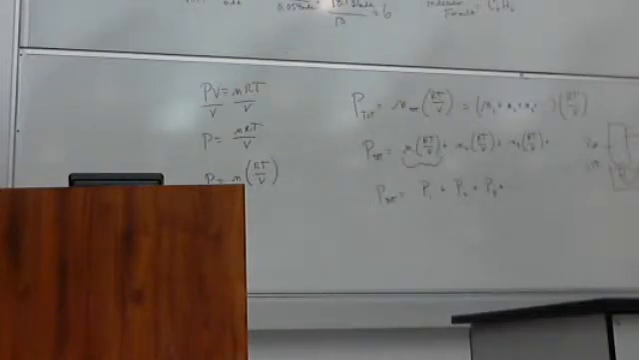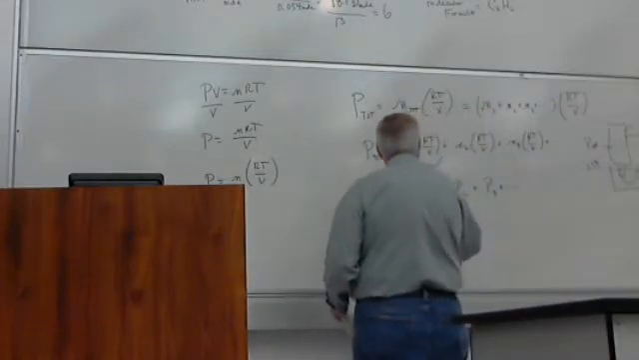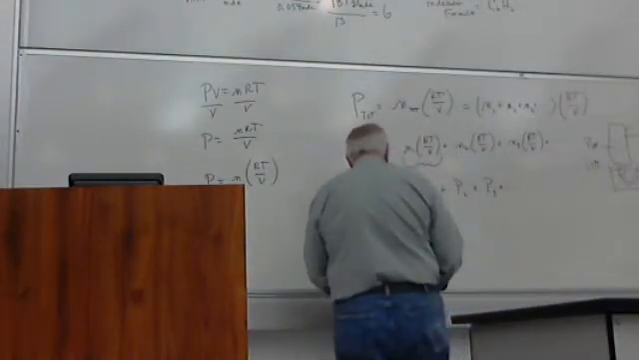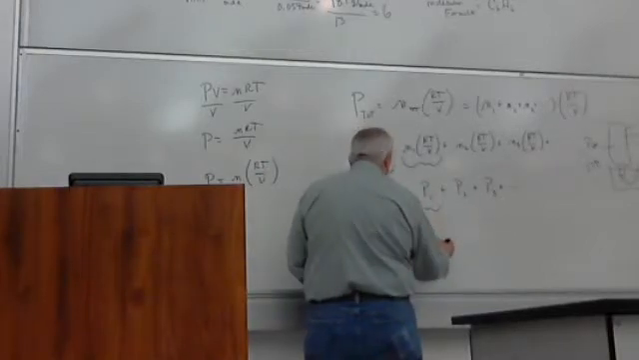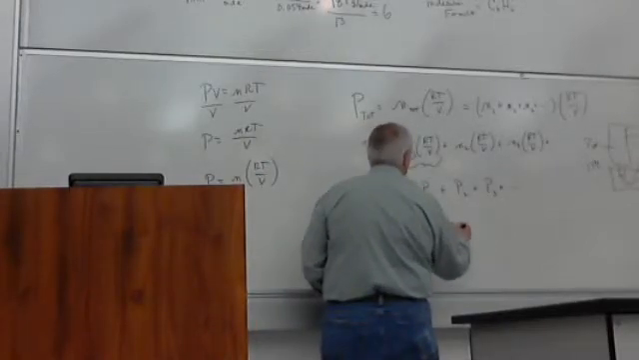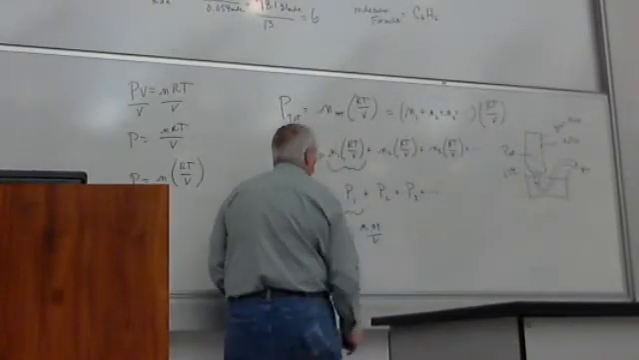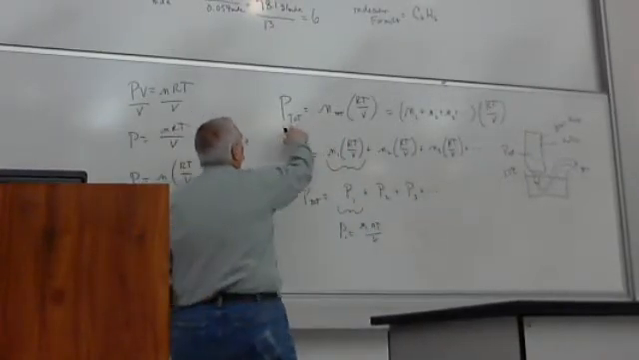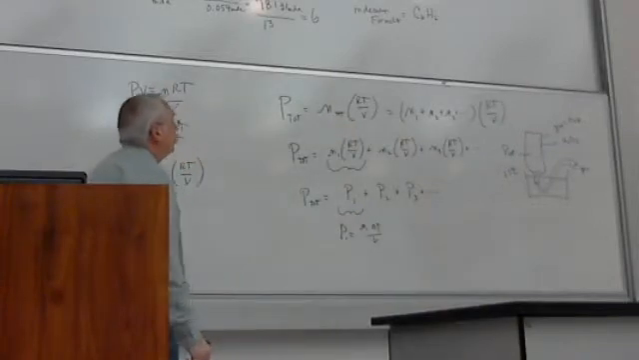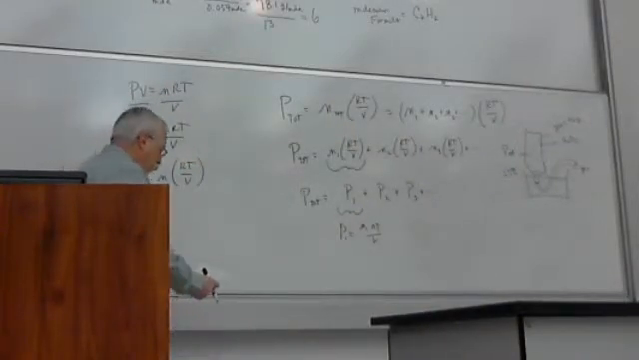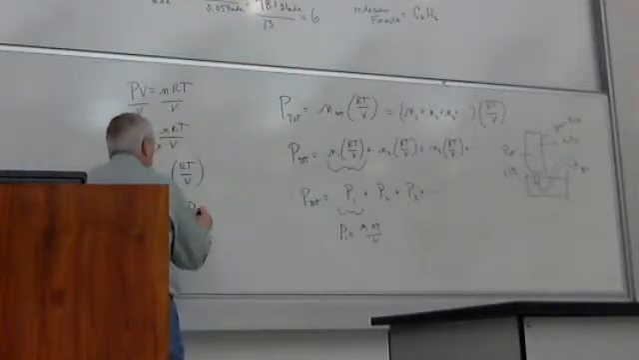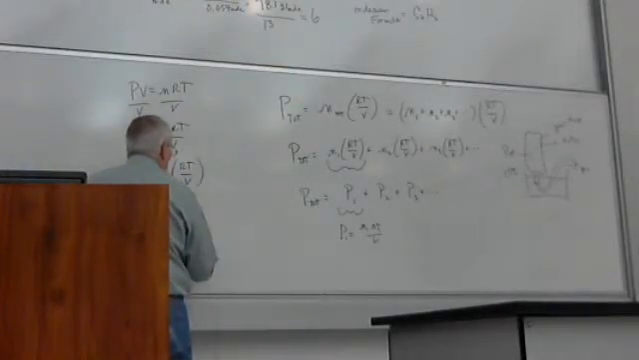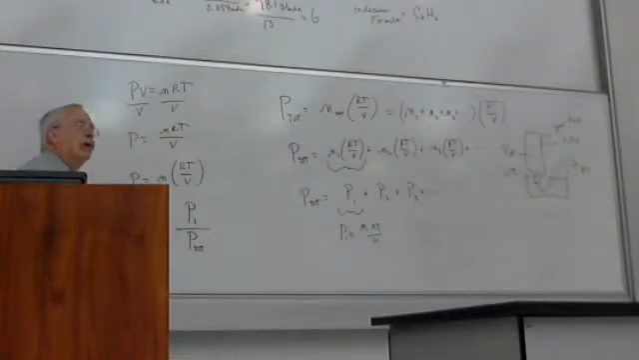Well, if we look at one of these gases in our mixture, let's take this one, gas number 1. We know that the pressure for gas number 1 is equal to the moles of number 1 times RT over V. We also know that the total pressure is equal to the total number of moles times RT over V. So what would I get if I took the pressure of gas number 1 and divided it by the total pressure of this sample?